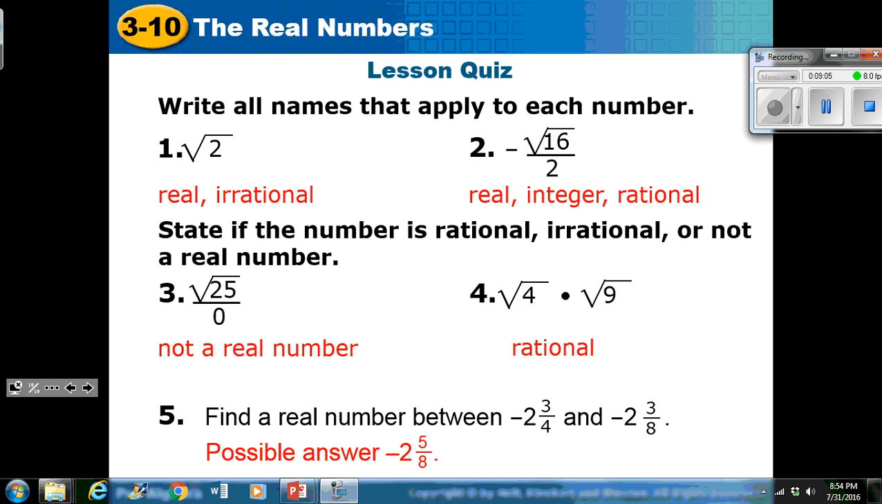Let's just talk about number 4 for a second. I don't think we really did an example like that. Square root of 4 times the square root of 9 equals the square root of 36, which then equals 6. And so that is a rational number. Although I guess you could have just done that's 2 times 3 equals 6. Same idea.